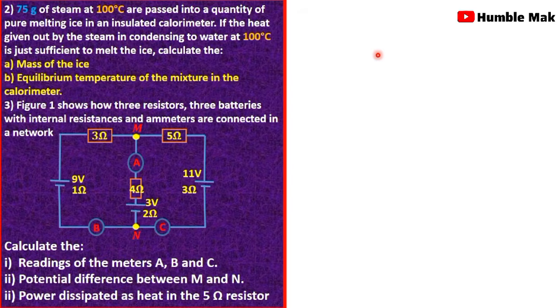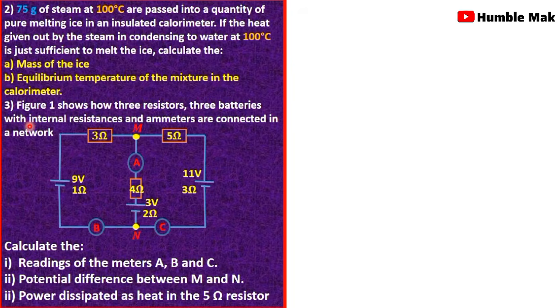So friends, please understand what is going on. We have been told that 75 grams of steam, that is steam at 100 degrees Celsius, we can imagine how hot that steam is, right? It is passed into a quantity of pure melting ice at 0 degrees Celsius. Friends, the question did not mention the temperature, but you should know that ice is always at 0 degrees Celsius. That's the pure melting ice at 0 degrees Celsius. Now, we have been told that the heat given out by the steam in condensing to water at 100 degrees Celsius is enough to melt the ice. So friends, they want us to get the mass of the ice.